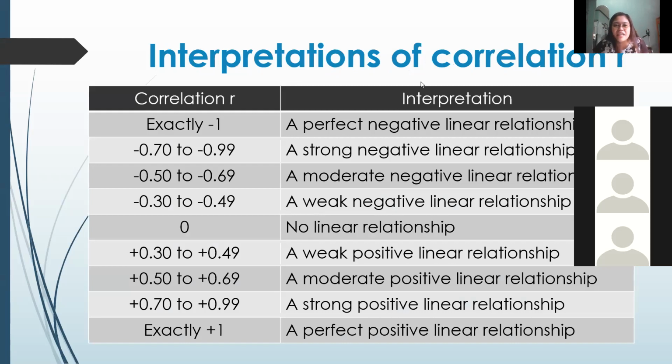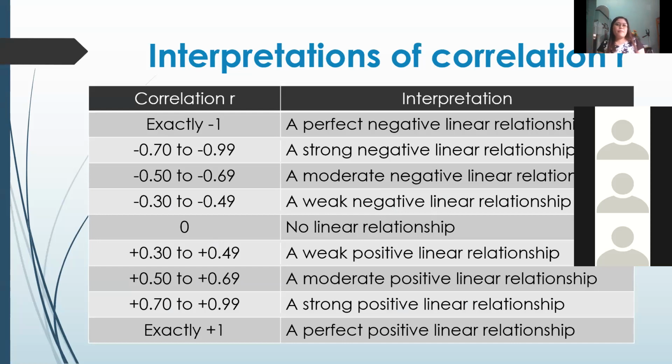So mao ni siya ang interpretations karon sa correlation R. So pag ang imuhang nakuha pag compute nimo is exactly negative 1, ang meaning ana it's a perfect negative linear relationship. Perfect ang relationship nato class, perfect na linear pero negative. So, ang isa ka variable mutaas, ang isa, pababa. Okay?